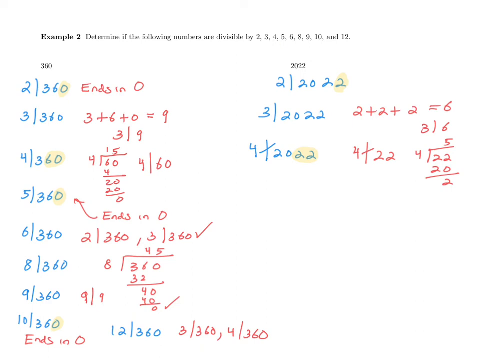Now, moving on to 5, let's see. I know 5 does not divide 2022, and the reason is this ends in a 2. It should have ended in a 0 or a 5, and it did not. Okay, moving on to 6.